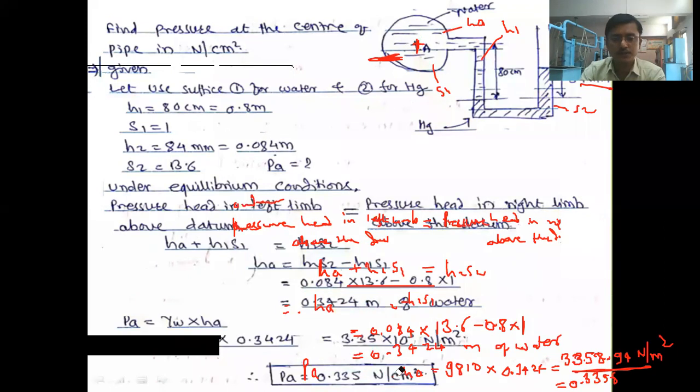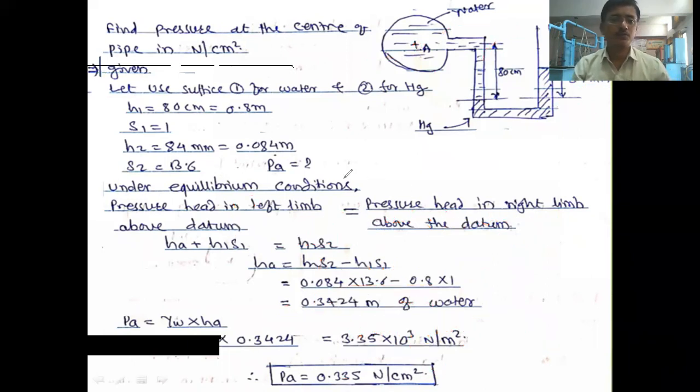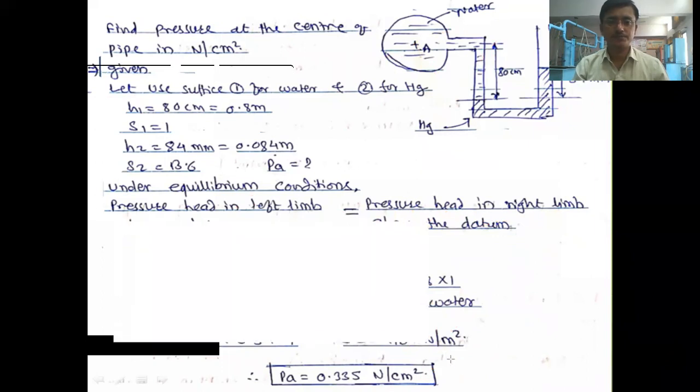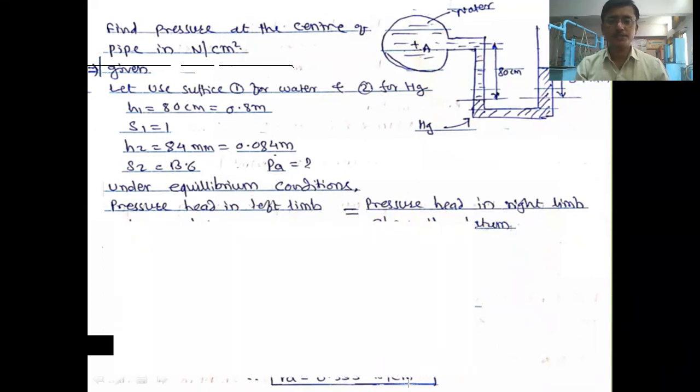So let us check whether our answer is correct or not. So you can see here, whatever answer we have written, that is 0.3358, and this answer is the same, right? So this is one method. Now we will try to solve this problem by another method, that is directly using pressure intensity. Pressure in the left limb is equal to the pressure in the right limb above the datum.